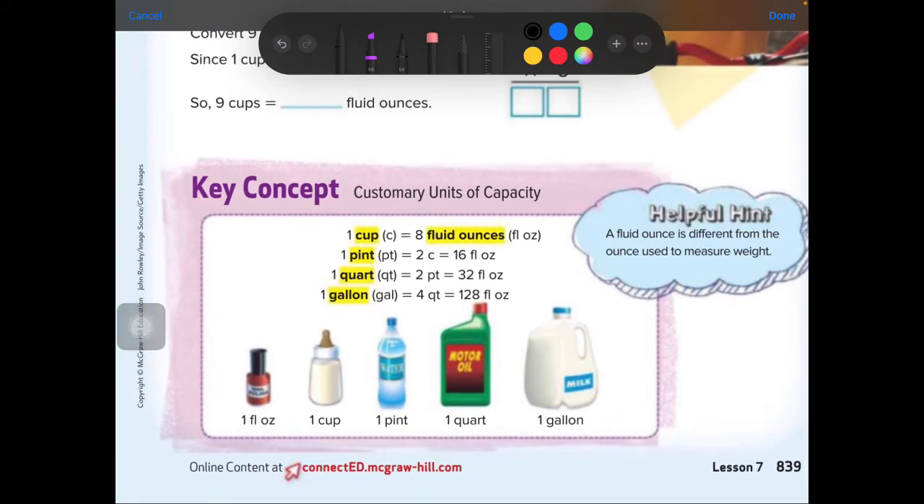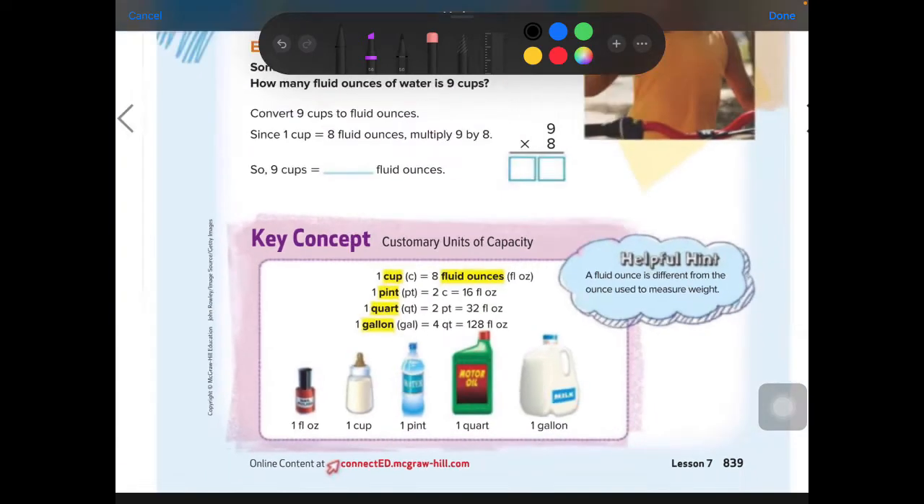And these are a great key to help you figure it out because there's a size relation. 1 fluid ounce is about the size of a nail polish. 1 cup, about the size of a baby bottle. A pint, a water bottle. A quart, motor oil. Of course, that's the only thing I don't recommend eating on this page. And then the gallon is a gallon of milk. Feel free to take a screenshot of this to have in your iPad for later.